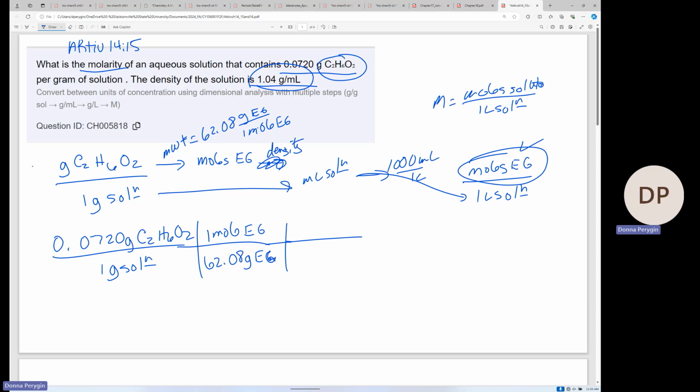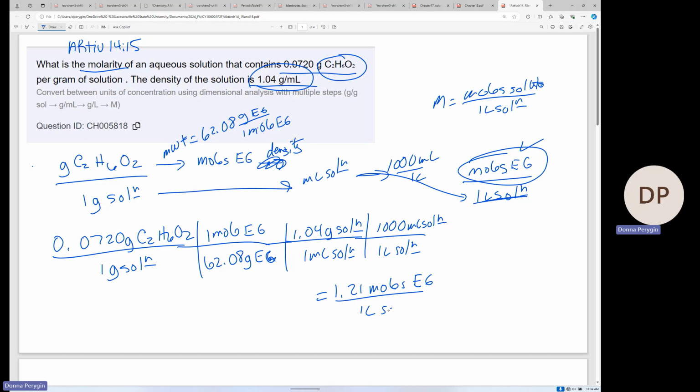Now we need to convert grams of solution to volume of solution, and we do that through the density. 1.04 grams of solution is 1 milliliter of solution. Okay, and now we have 1,000 milliliters of solution is 1 liter of solution. And now we have liters of solution in the denominator. If you put that in your calculator, you get 1.21 moles of ethylene glycol per liter of solution, and that's equal to the molarity of our ethylene glycol solution.